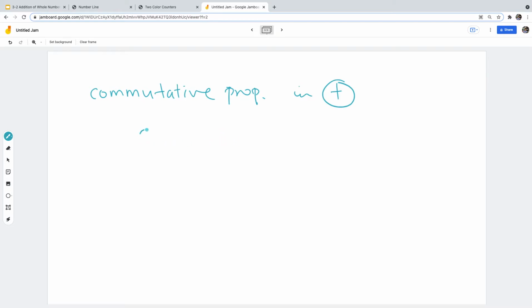For example, 2 plus 3 is equal to, switch them around, 3 plus 2. The equality doesn't change. It's still 5. 3 plus 2 is 5, right? So the commutative property works for the whole numbers.